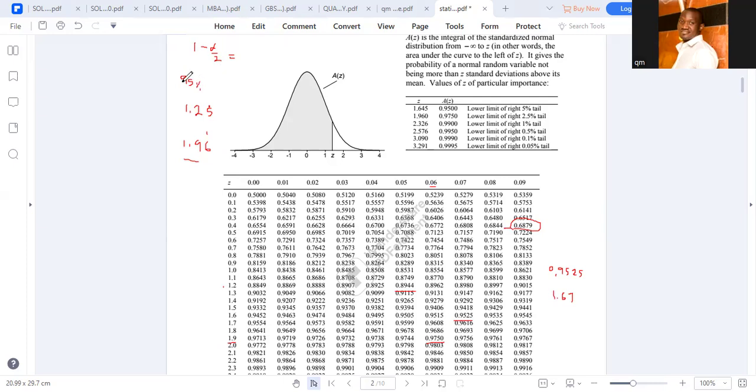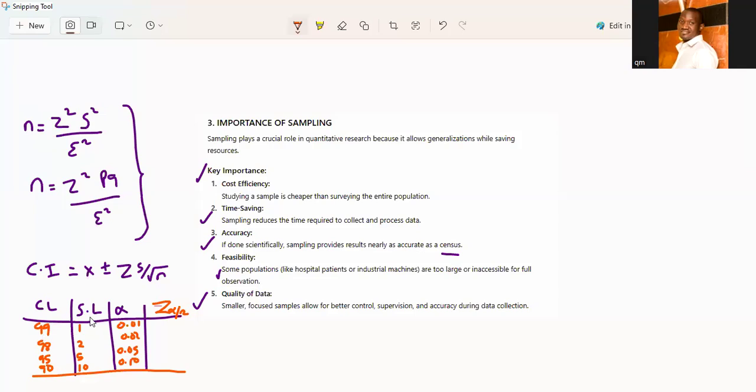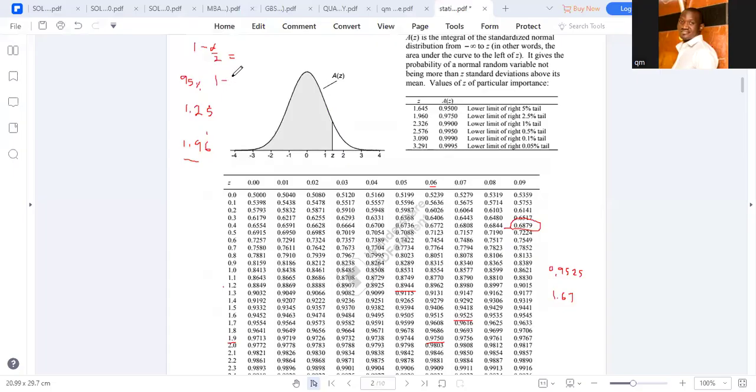What is alpha for 95%? I hope you know the alpha. 99% is 1%, so 0.01. 98 is 2%, which is 0.02, the alpha. 95% is 0.05, which is alpha. 90% is 10%, which is 0.10. So what is the alpha for 95%? 0.05, isn't it?